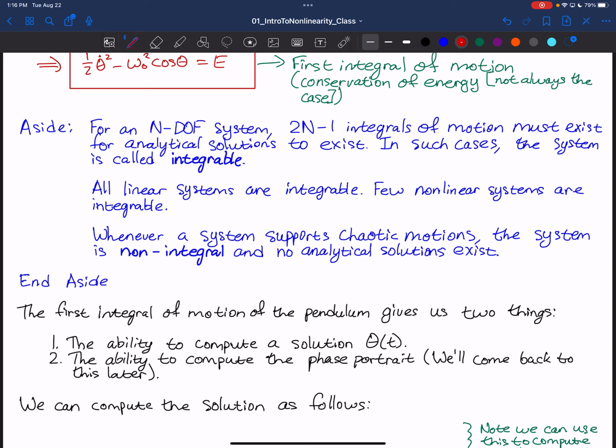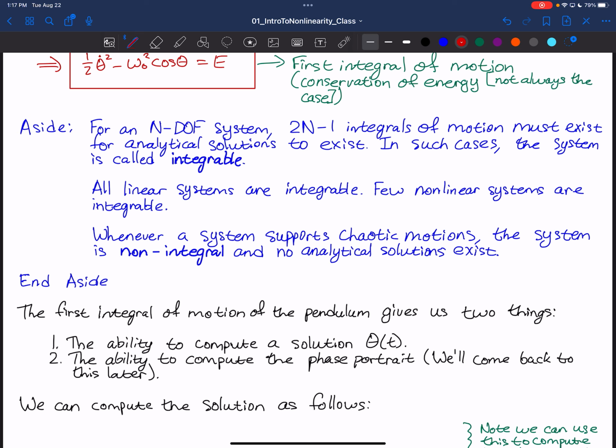So all linear systems are integrable, and few nonlinear systems are integrable. And so a common example is a system that supports chaotic motions, and we'll talk about what chaos is at some point. But any system that is chaotic is not integrable, and it has no analytical solutions, so you cannot predict analytically what the system will do. You can still make numerical predictions, but they're never going to be perfect, and they're always going to be very sensitive to initial conditions.